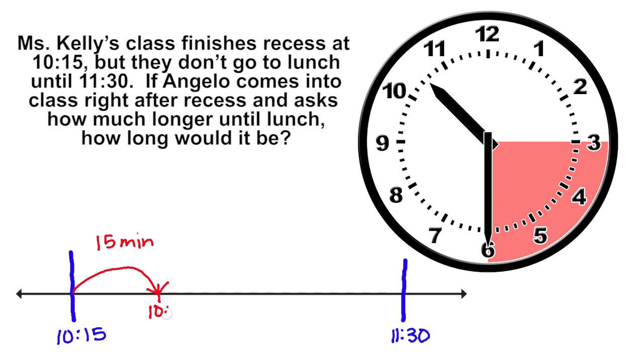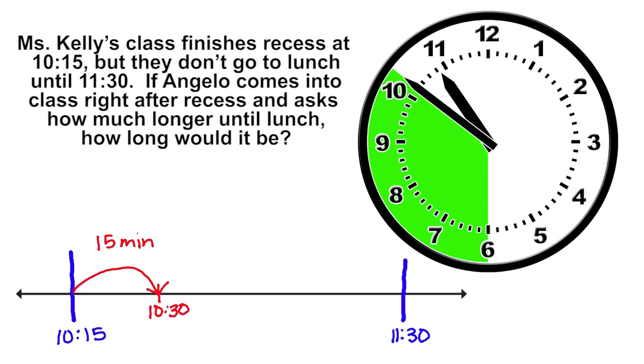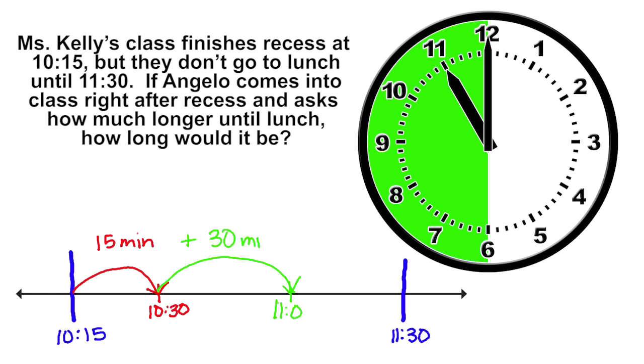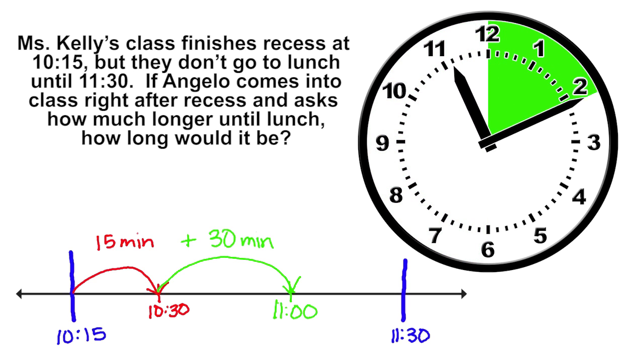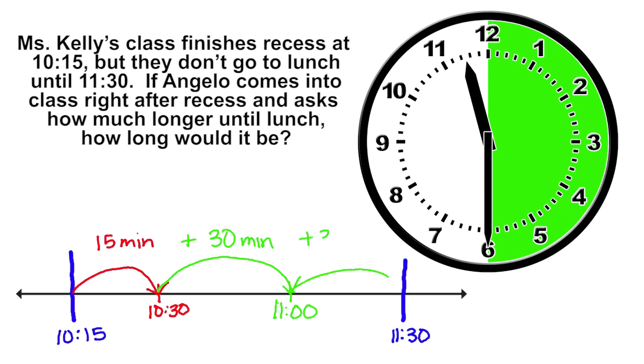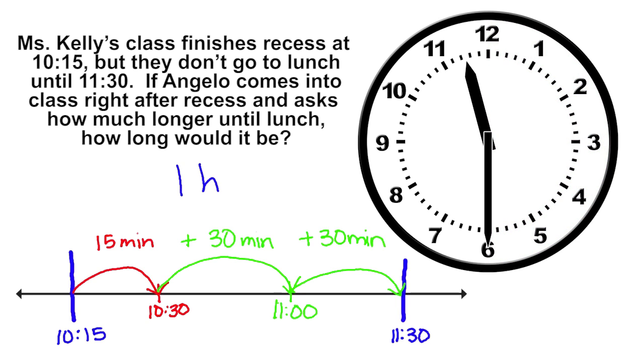Let's move another 30 minutes. That would take us to 11 o'clock, and this is how I would mark it on my number line. Now let's move the clock forward 30 more minutes to 11:30 and reflect this on our number line. Our number line helps us organize our thought process as we think it through and helps us clearly see that it is 1 hour and 15 minutes until lunch.